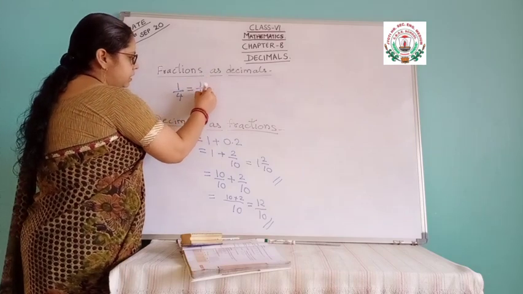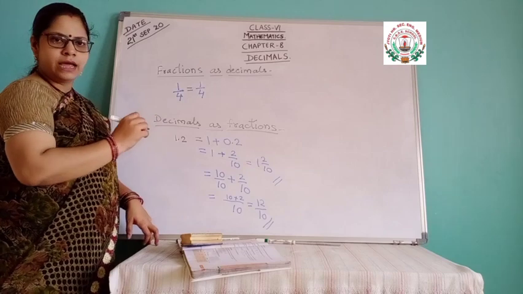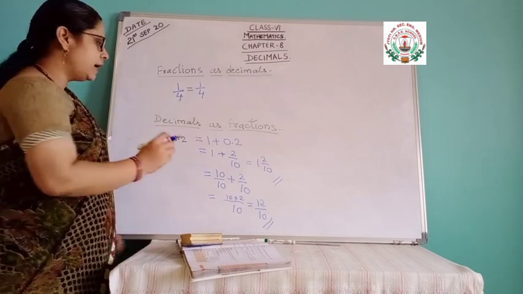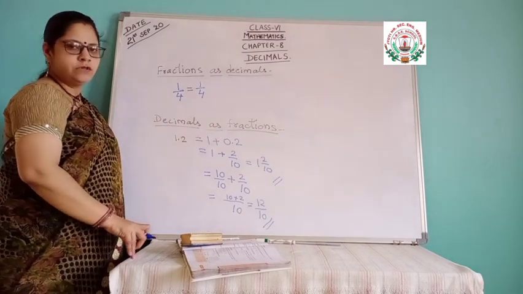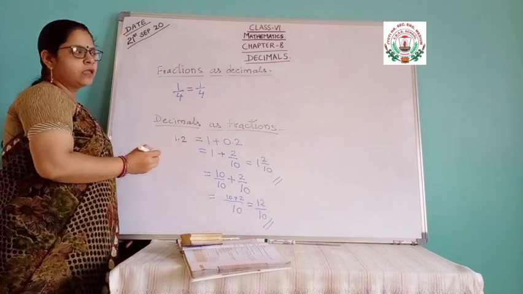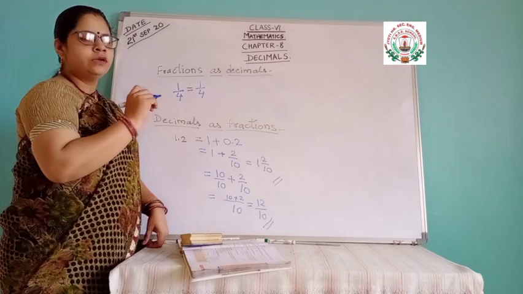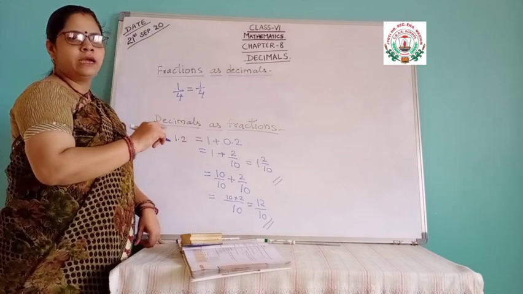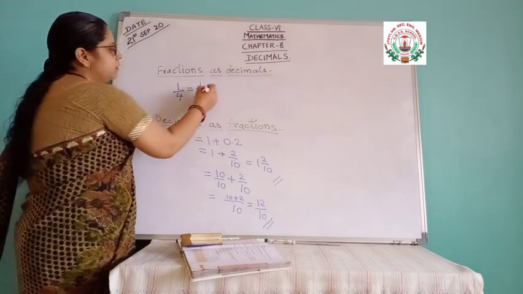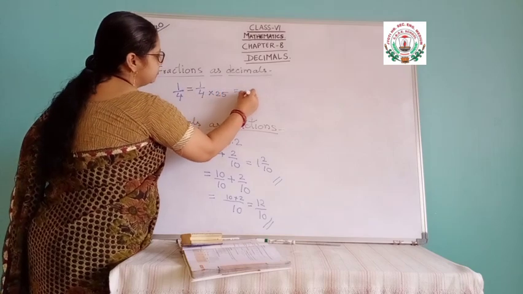1 by 4. Okay. Now we will try to make this denominator equal to 10, 100, 1000, something like that, so that putting the decimal will become easy for us. Now, 4 into how much will we get 10? We are not getting 10 by multiplying anything. 4 into 1 is 4, into 2 is 8, into 3 is 12. We are not getting 10 here. But multiplying by 25 we are getting 100.